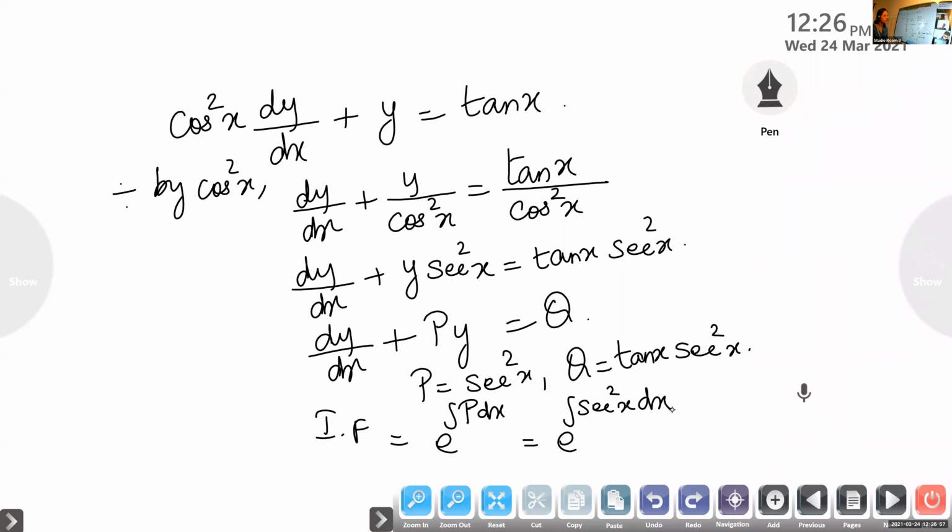What is the integral of sec square x? That day we wrote all these formulas. Which function's derivative is sec square x? Find out. Which method is that? We take log on both sides, then we have to find dy by dx. That is finding the derivatives, logarithmic differentiation.